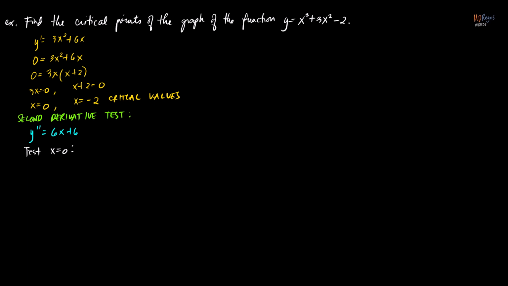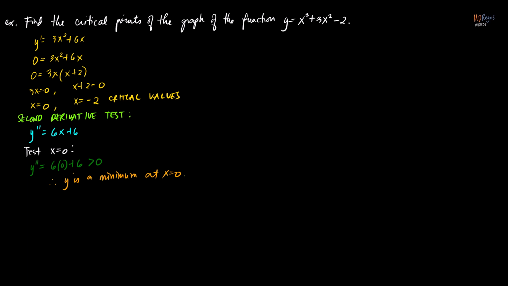What we'll do here is just look at the sign of y double prime. If it's less than 0, then x will yield a maxima, and if y double prime is greater than 0, then x will yield a minima. So what's the sign of y double prime when x is 0? 6 times 0 plus 6. Obviously, this is positive 6, so this is greater than 0. Therefore, y is a minimum at x equals 0. See, we had the same conclusion.